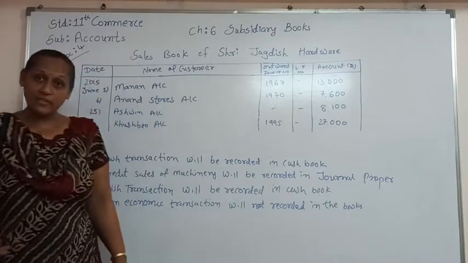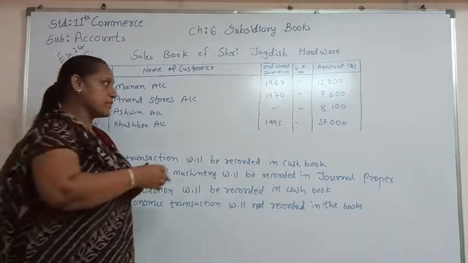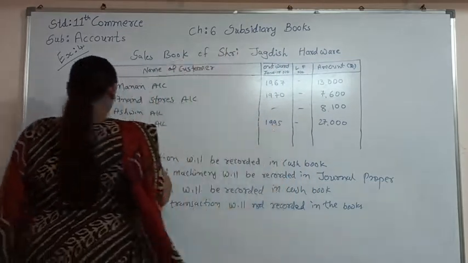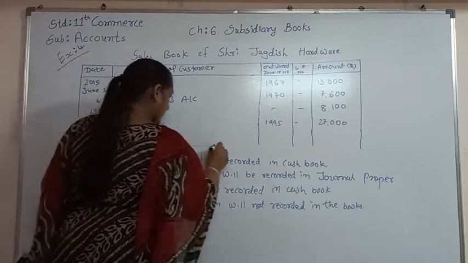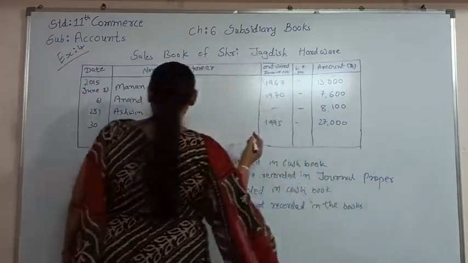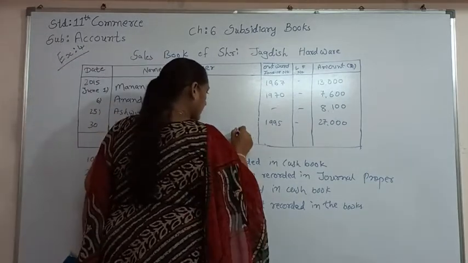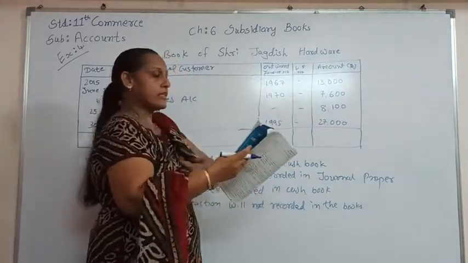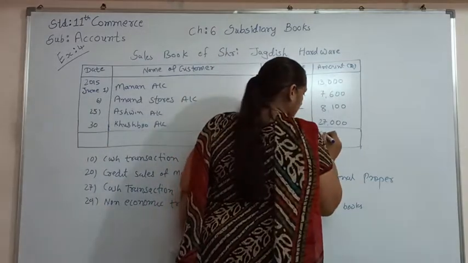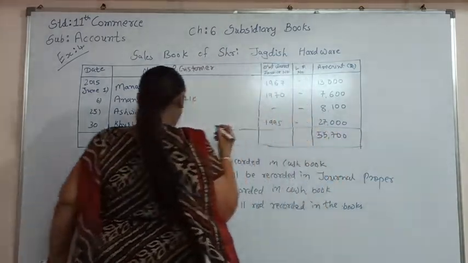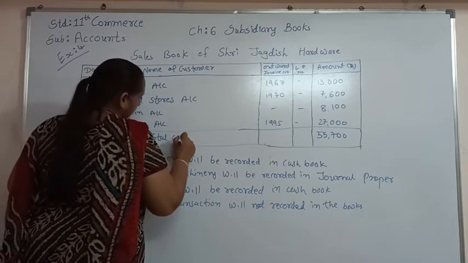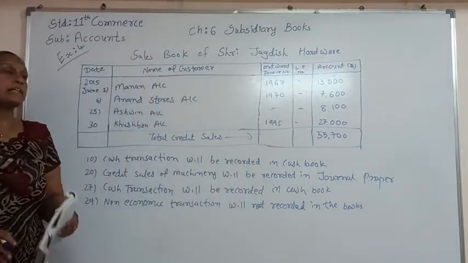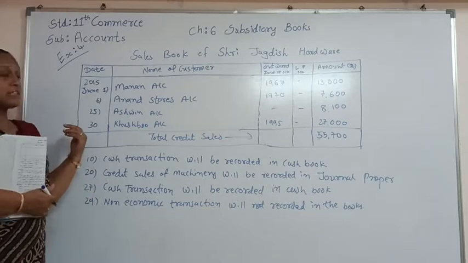So here we are finished with this sum, and we are going to make the total of this. Total will be 55,700. And here we will write total credit sales. As it is a sales book, this will be the total credit sales of the month. You may note down this in your notebook.